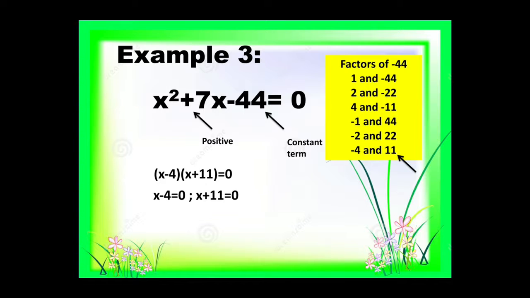So we will have x minus 4 is equal to 0, and the other one is x plus 11 is equal to 0. Transpose negative 4 and positive 11 on the other side. We have x is equal to 0 plus 4, and x is equal to 0 minus 11. In transposing, do not forget to change the sign. Therefore, we have x is equal to 4 and negative 11. The roots of x squared plus 7x minus 44 equals 0 are positive 4 and negative 11.